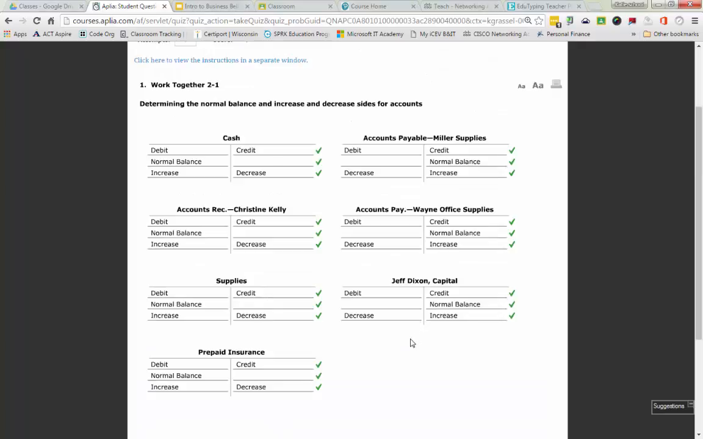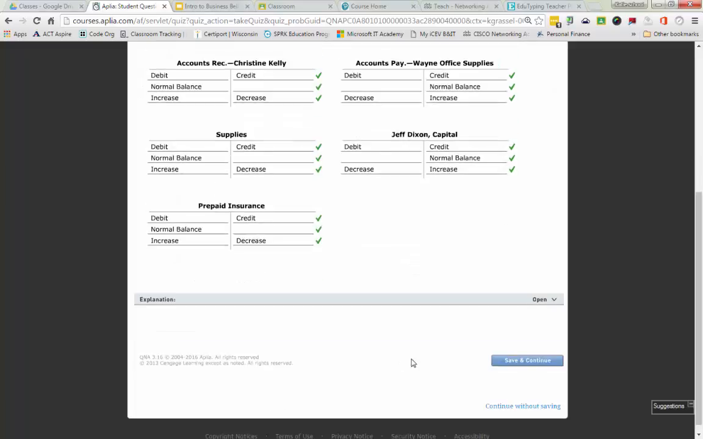I did pretty well on the work together. Just saying. Anyone else get a perfect? Yes. There you go. I have perfect students in class that got a perfect on their work together. And on your own, well, I hope you get a perfect because you get to correct it.